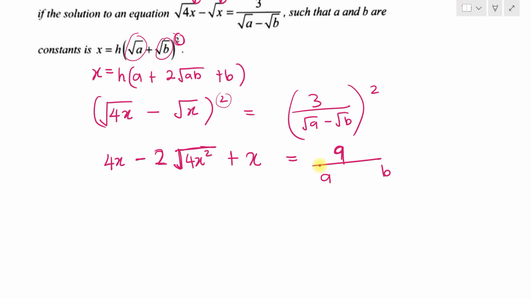Wait, what will be the middle part? Negative square root b times negative square root b. Right, so negative darab mesti positif. So square root b squared, b sajalah. Okay. And then the tengah-tengah one, 2 ab. Like this pula.